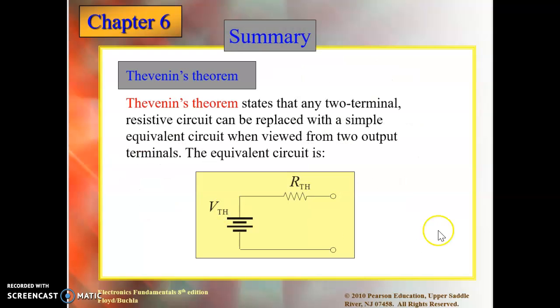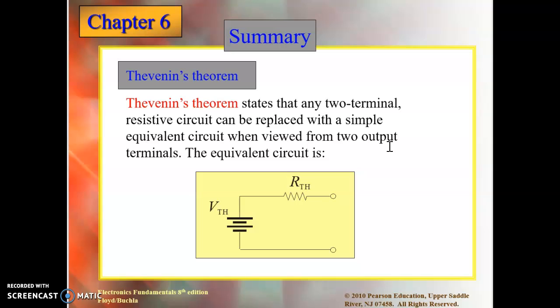Okay, let's continue. Thevenin's theorem. This is very important. This is a technique that we are going to learn to simplify big circuits. Why is this important? Let's read the definition and then we are going to see why it is important.